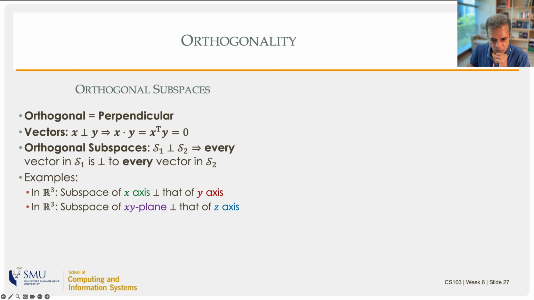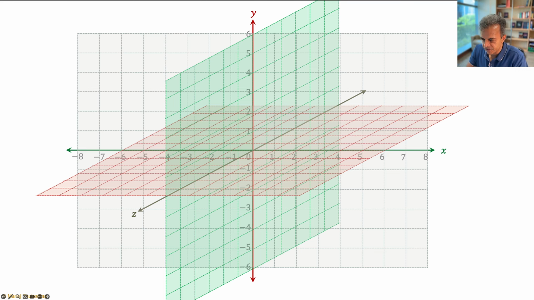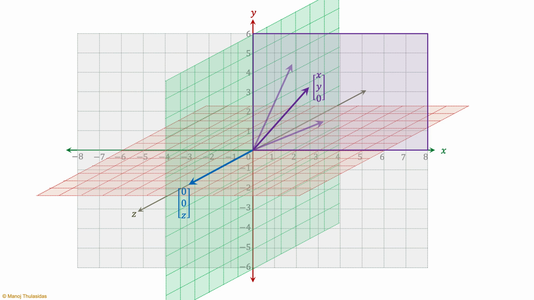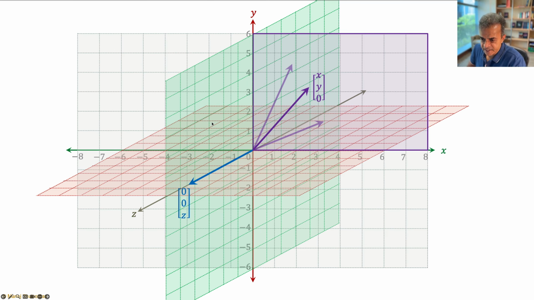Another one would be the subspace of the xy plane and the z-axis. What it is saying is that any vector on the xy plane would be orthogonal to any vector on the z-axis. Let's see that in action. So I have my 3D space here. My xy plane, I have highlighted in purple, and my z-axis, just a line of vectors, is in blue, of the type 0, 0, z.